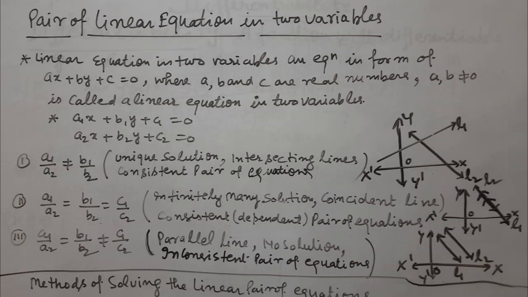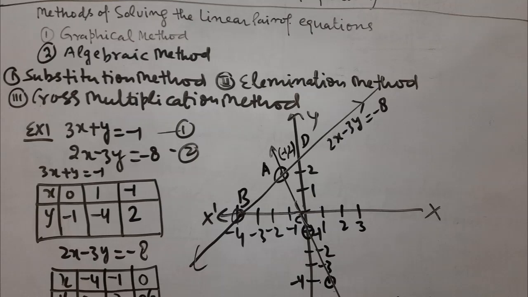There are two methods of solving a pair of linear equations. First is the graphical method, second is the algebraic method. There are three parts of the algebraic method. One is the substitution method, second is the elimination method, and third is the cross multiplication method. I will take one example to solve by all four methods. The example is 3x plus y equals minus 1, 2x minus 3y equals minus 8.